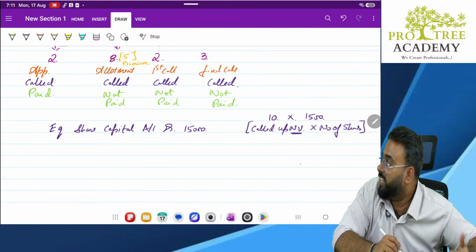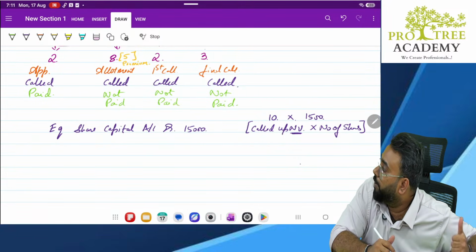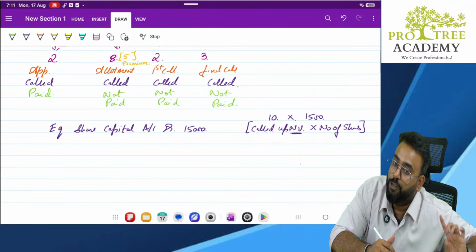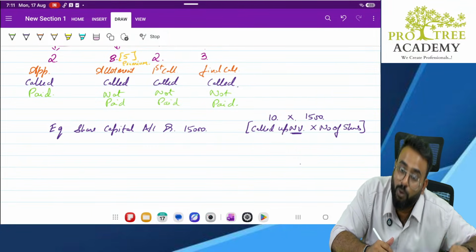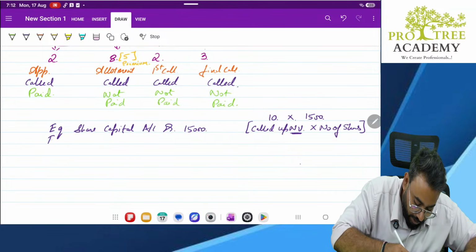So how much is that? 15,000. Now next, whether premium is paid or premium is not paid. Sir, premium is not paid. So if premium is not paid, then we have to reverse it. So what is the entry?